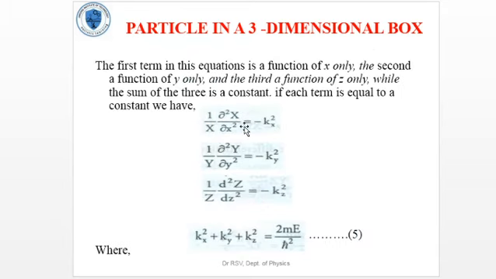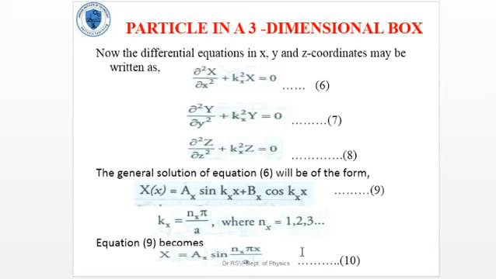The first term in this equation is a function of x only, the second a function of y only, and the third a function of z only, while the sum of the three is a constant. If each term is equal to a constant, we have 1/X d²X/dx² equal to minus kx squared, 1/Y d²Y/dy² equal to minus ky squared, 1/Z d²Z/dz² equal to minus kz squared, where kx squared plus ky squared plus kz squared equal to 2mE by h cross squared.